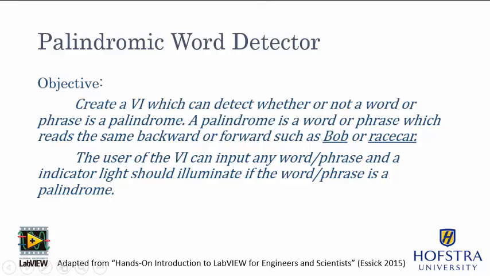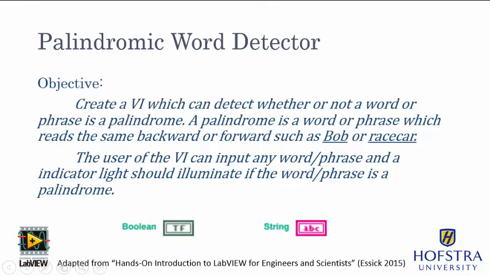Our objective is we want to try and create a VI which can detect whether or not a word or phrase is a palindrome. A palindrome is a word or phrase which reads the same backward or forward, such as Bob or race car. The user of the VI can input any word or phrase, and an indicator light should illuminate if the word or phrase is a palindrome.